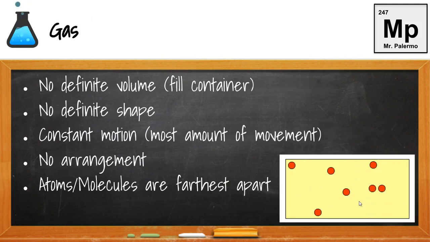Gases have no definite volume. They will always fill the entire container and they have no definite shape. In the gas phase, the atoms or molecules are in constant motion and they actually have the most amount of movement between them in comparison to the solid or liquid. They have no arrangement to them, and as I mentioned, they have the most amount of space between the atoms or molecules, which allows for that amount of movement.